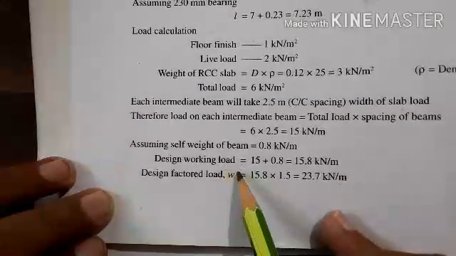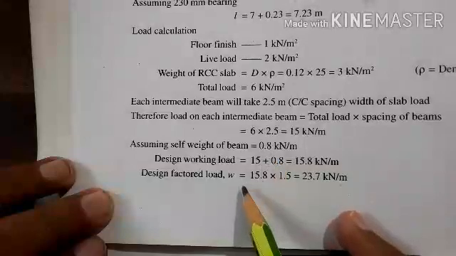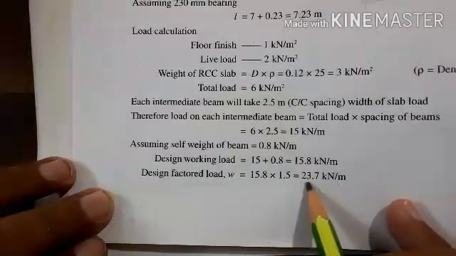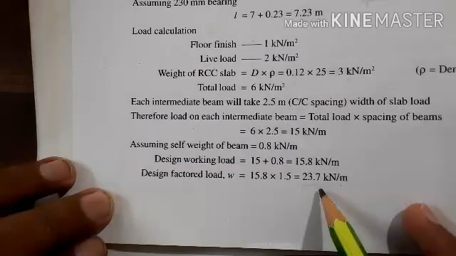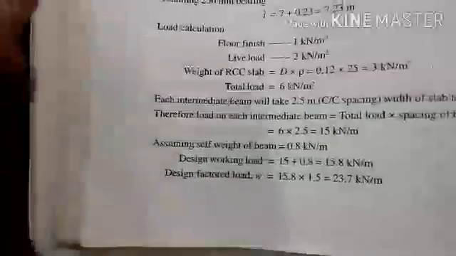Then make it factored. So on the safer side you have to make it factored. So the total factored, or the design factored load, will be 23.7 kilonewton per meter.